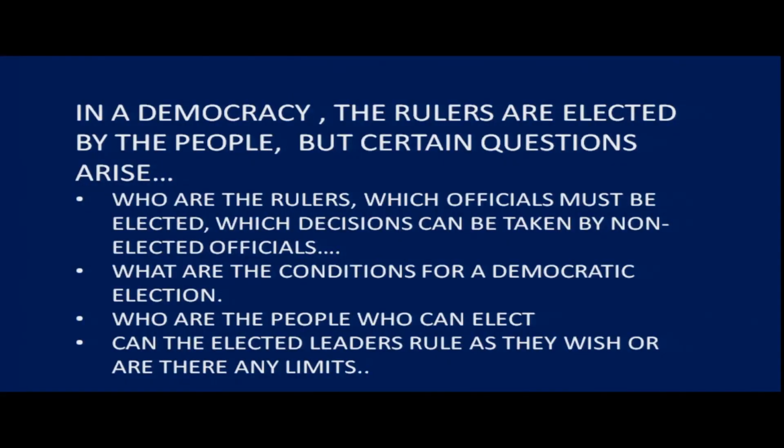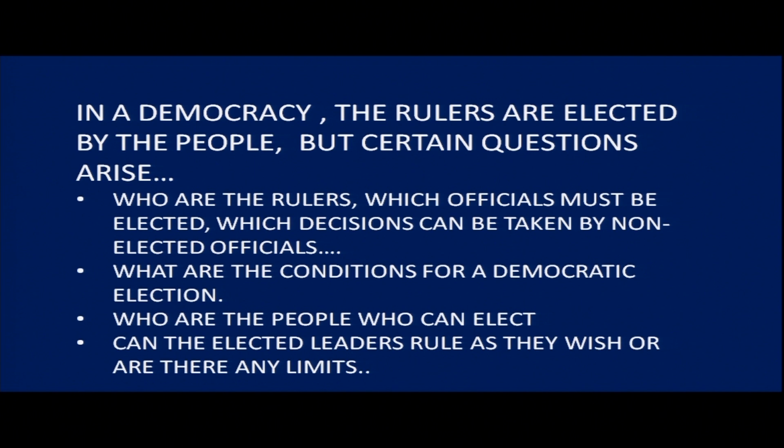In a democracy, the rulers are elected by the people. But certain questions arise. Who are these rulers? Which officials must be elected and which decisions can be taken by those non-elected officials? For example, in a country like ours, we also have civil servants who are not elected but they also have certain powers. Secondly, what are the conditions for a democratic election?